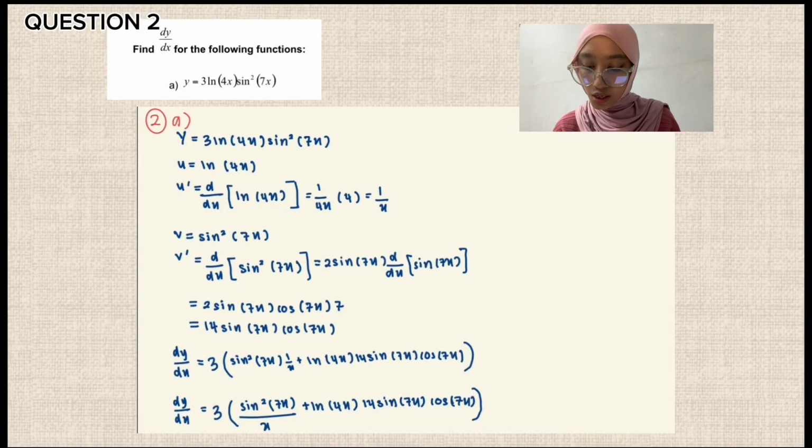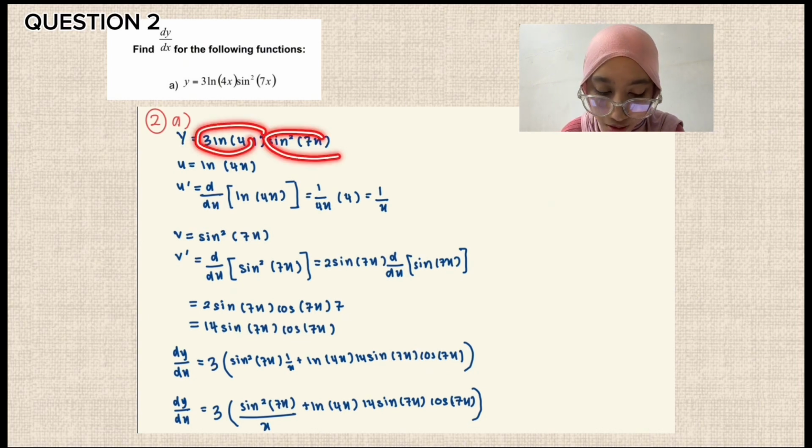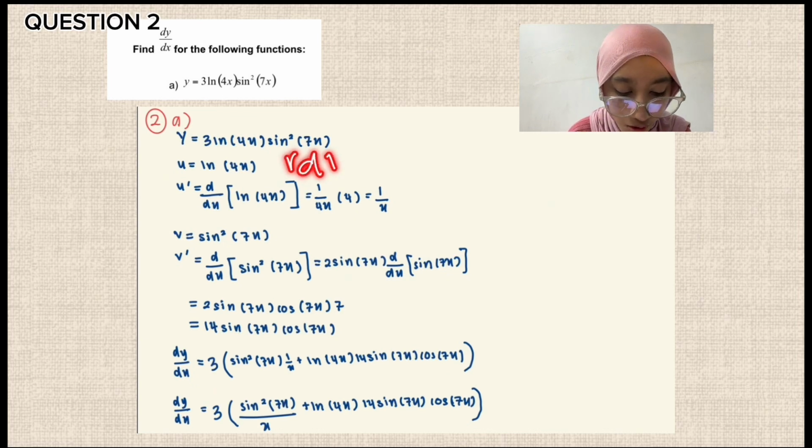So for question 2a, we're going to find the derivative of this equation, which is y equals 3 times ln of 4x multiplied by sine square of 7x. This function is a product of two separate parts. We apply the product rule, which tells you that the derivative of u times v is u prime v plus u v prime, or you could just use this one.